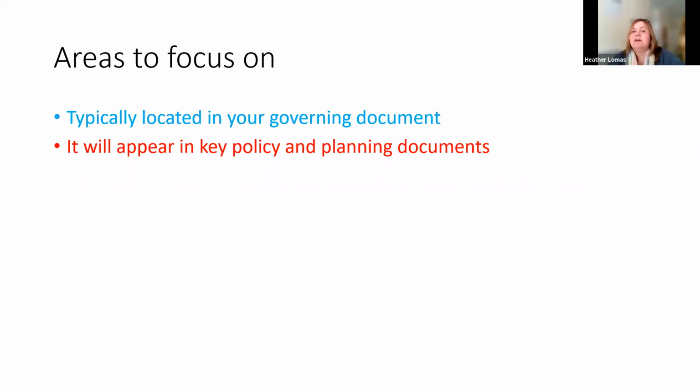You typically find your statement of purpose might be located in your governing document. So it would be there within the objects if you're a charity, for example. But it will also appear as a statement in your key policy and planning documents. And it's the thing that links everything back to each other, so that the key purpose is why you're there. And it's very important to provide those linkages.